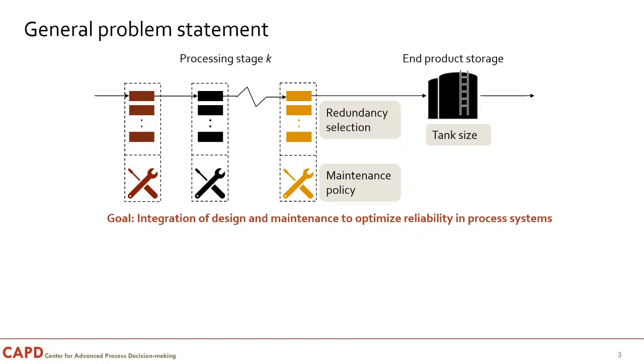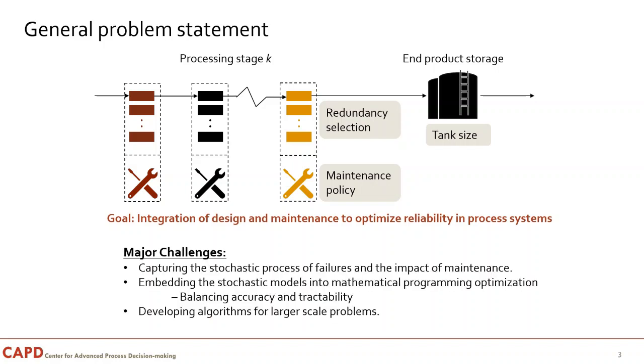So again, our goal is the integration of design and maintenance to optimize reliability in process systems, covering decisions regarding redundancy selection, maintenance policy, and tank sizes. The first major challenge we face is to capture the stochastic process of failures and the impact of maintenance. Then we have to embed the stochastic models into mathematical programming optimization, where we have to balance accuracy and tractability of the model. To improve tractability, we have to develop algorithms for larger scale problems.